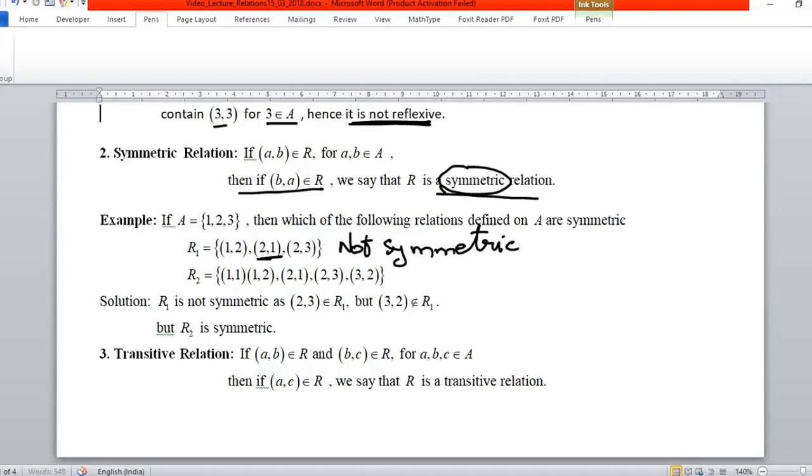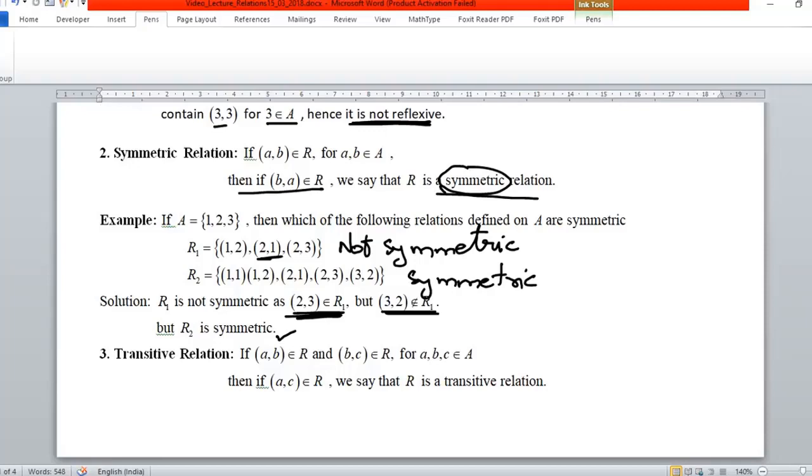R2 is a relation which contains (1, 1), (1, 2), (2, 1), (2, 3), (3, 2). Now for (1, 1), we need (1, 1) which is itself present. For (1, 2), we need (2, 1) which is again present. For (2, 1), we need (1, 2) which is again present. For (2, 3), we need (3, 2), and for (3, 2), we need (2, 3). So this is a symmetric relation. Overall, R1 is not symmetric as (2, 3) belongs to R but (3, 2) does not belong to R, and R2 is symmetric in nature.